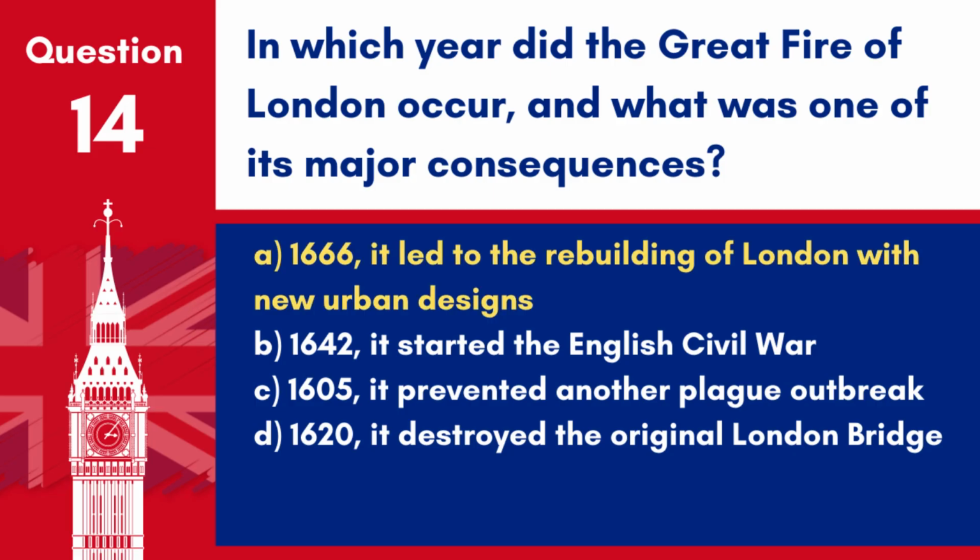Answer A. 1666. It led to the rebuilding of London with new urban designs. The Great Fire of London occurred in 1666, and one of its major consequences was the comprehensive rebuilding of the city, including new urban planning and the construction of many modern-day landmarks.